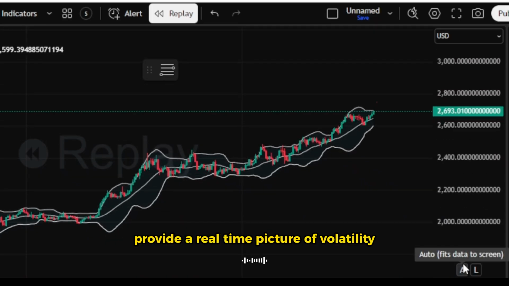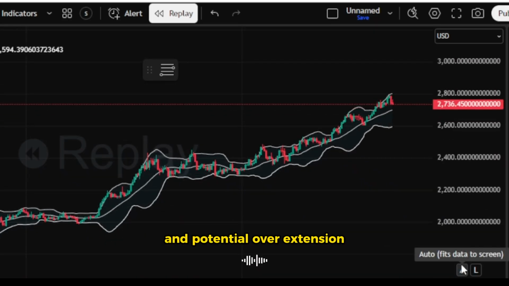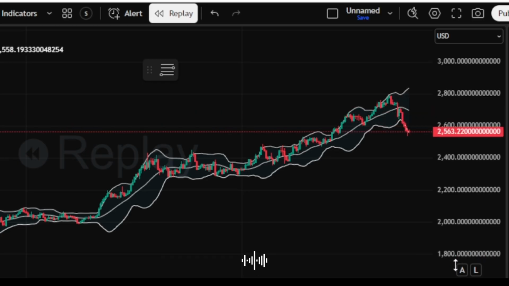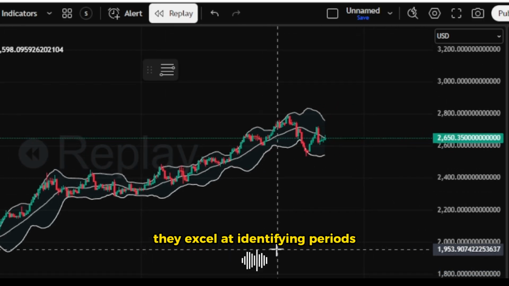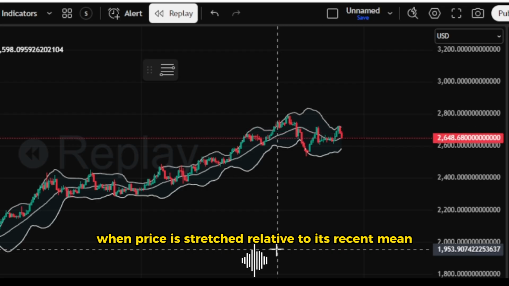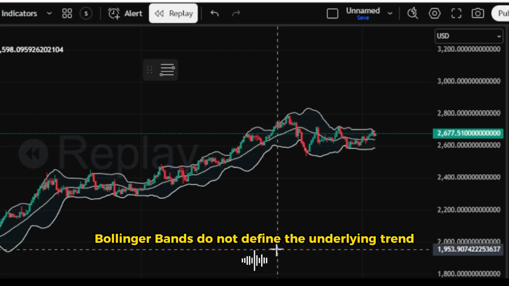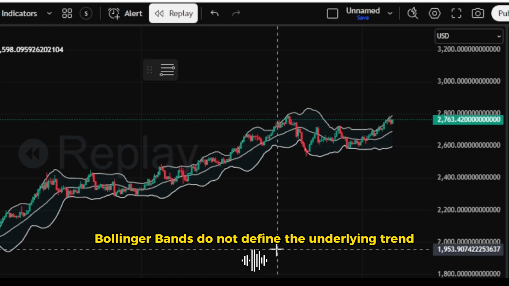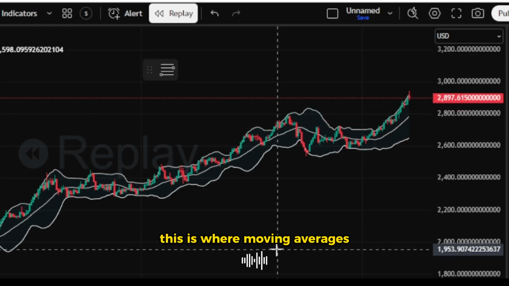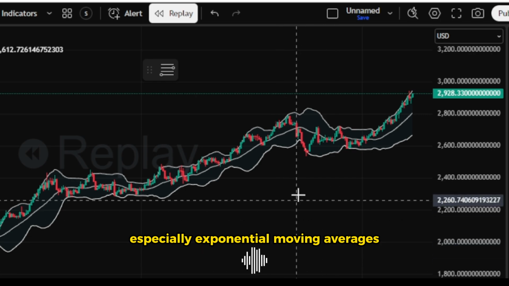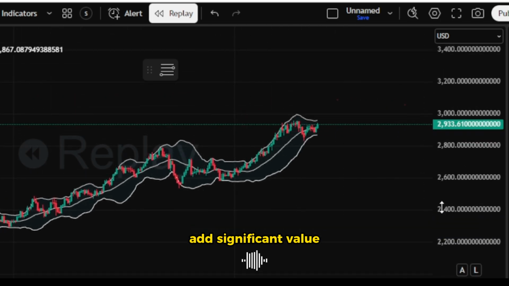Bollinger Bands provide a real-time picture of volatility and potential overextension. They excel at identifying periods when price is stretched relative to its recent mean. However, by themselves, Bollinger Bands do not define the underlying trend. This is where moving averages, especially exponential moving averages, add significant value.